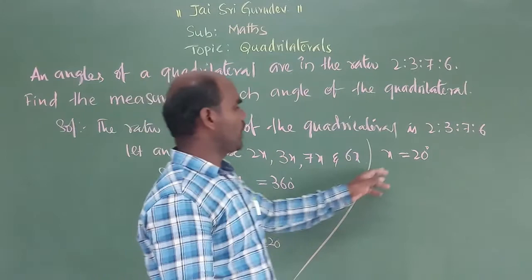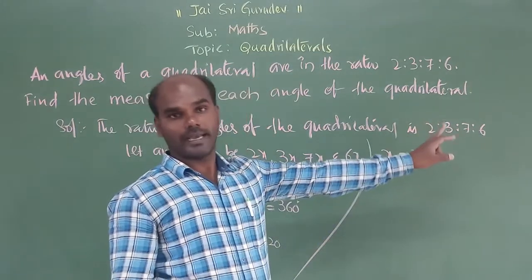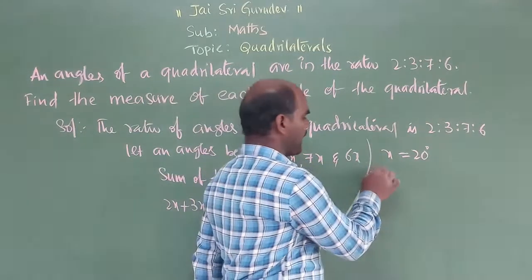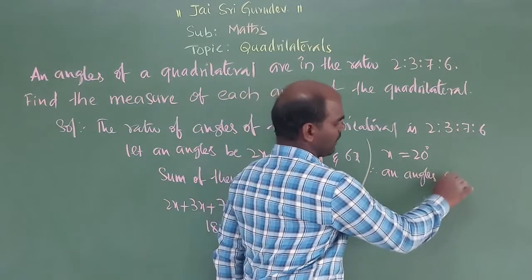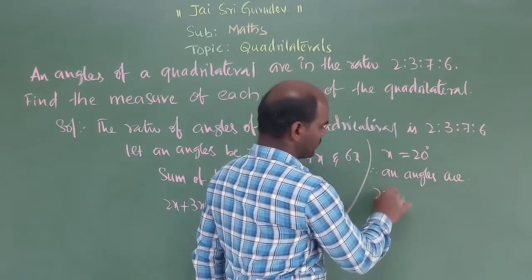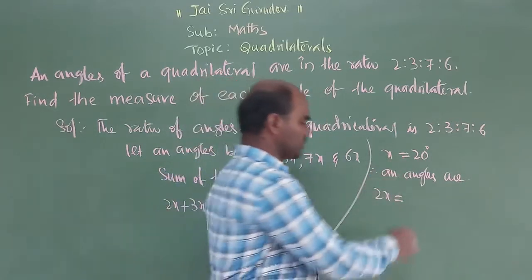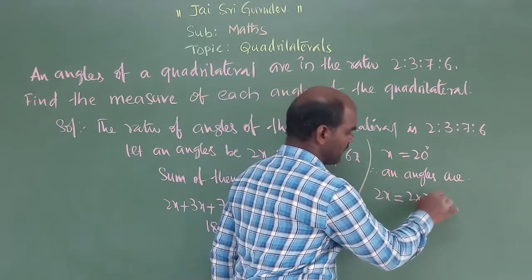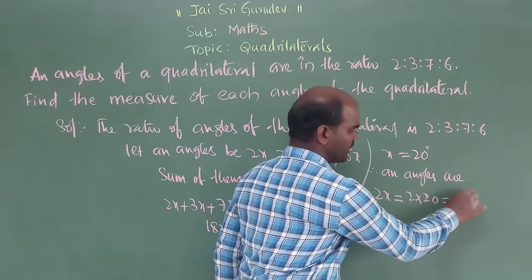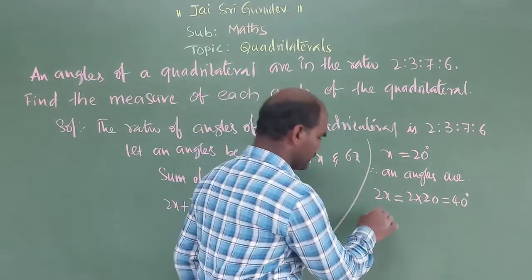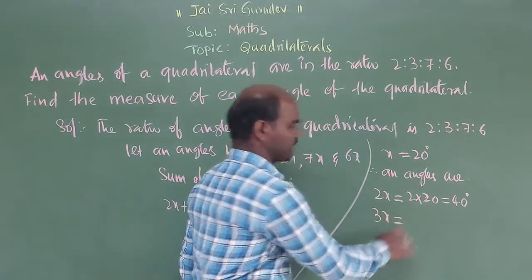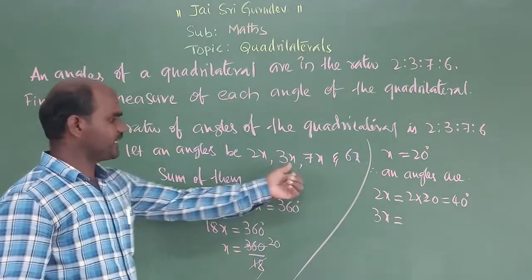So then we have to find all the angles. Therefore the angles are: 2x is the first one, no? So then 2 into 20 is equal to 40 degrees. Yes or no, children? So then after this, the next one is 3x. The second one is 3x only, no, children?